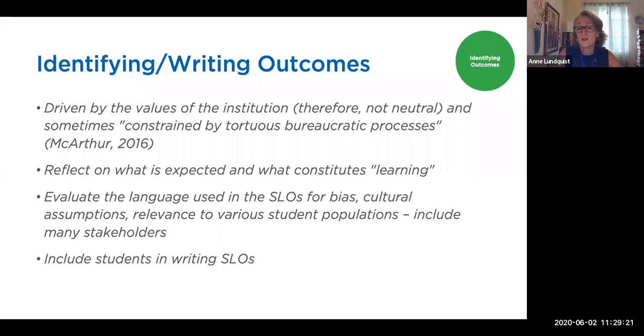We also probably need to do a better job of evaluating the language that we use in our student learning outcome statements for bias and cultural assumptions, and relevance to various student populations. They could be reflecting an unacknowledged average student and not speak to many of the students that are actually on our campus. That requires us to involve multiple stakeholders to get a sense of that. And it does include including students in the writing of the learning outcome statements, helping them to bring voice to their own learning and how they're going to demonstrate it.